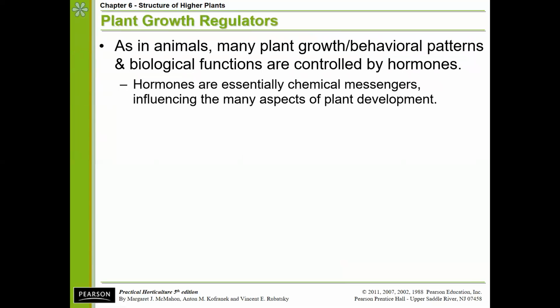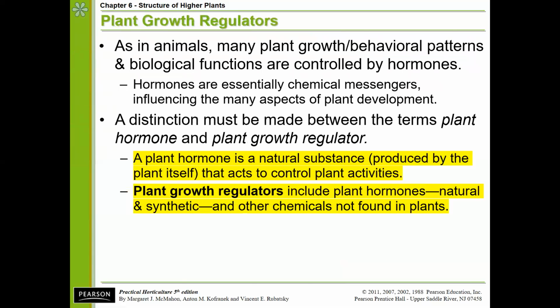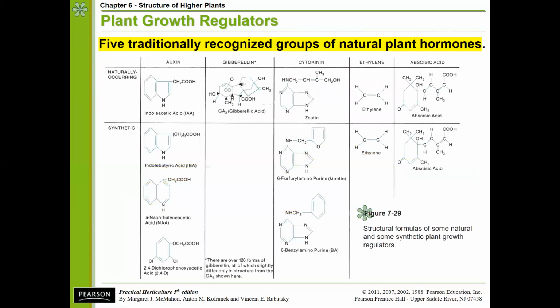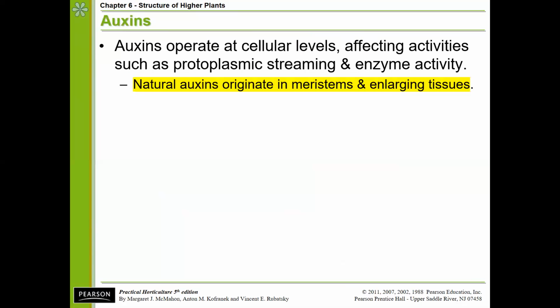Let's talk a little bit about some plant hormones. A plant hormone is a natural substance that acts to control plant activities. Plant growth regulators include these plant hormones and can be natural or synthetic, and can be applied exogenously as well as endogenously to the plant itself. We have five traditionally recognized groups. Know them: the auxins, the gibberellins, the cytokinins, ethylene, and abscisic acid. And just a little bit about each of those.